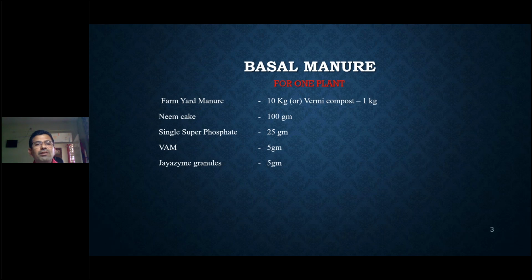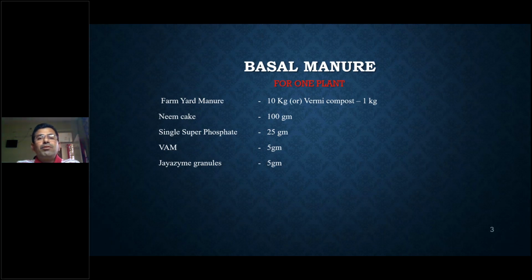Then neem cake, 100 gram per plant. Single superphosphate, 25 gram. Then VAM, vesicular arbuscular mycorrhiza. That is a biofertilizer. That is another 5 grams per plant. Then JSM granules. It is seaweed based and micronutrient mixed granules. That is also 5 grams per plant.